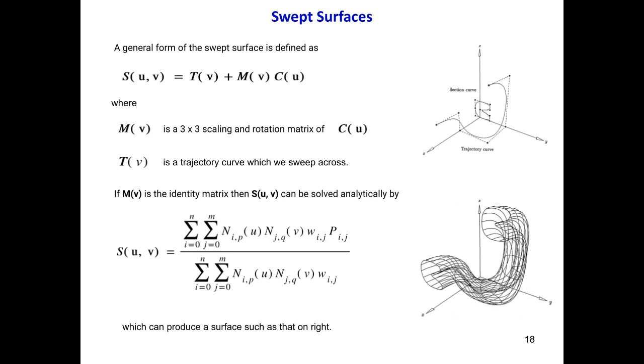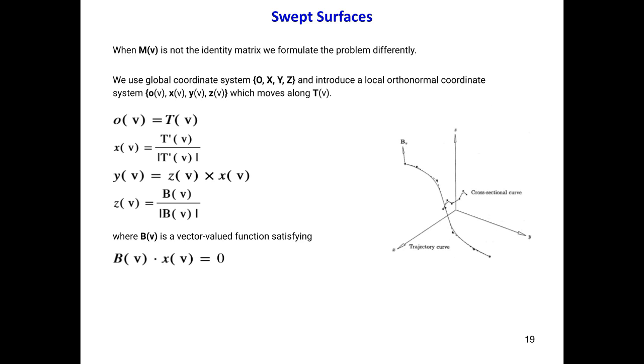So we maintain our u and v parameters and directions. We introduce this trajectory curve and also this scaling and rotation concept. Now we could set up the problem as given here and we can actually solve this analytically and construct a surface this way. This is shown in the picture. However, the previous method was limited in that the rotation would actually have to be the identity matrix. When this is not the identity matrix, we need to formulate the problem differently.